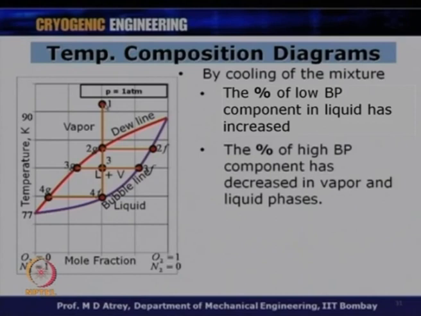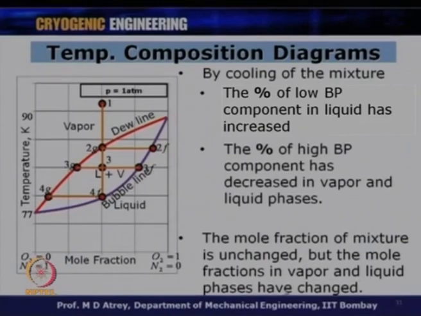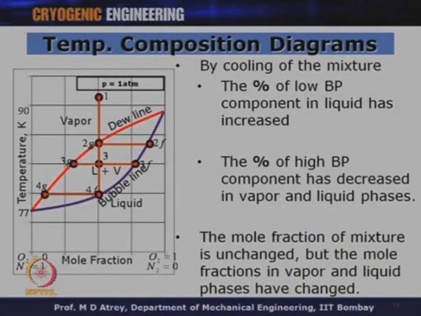So, we can say that the molar composition of mixture at all the points is going to remain the same because we are traveling vertically down, but the vapor and the liquid will have different molar compositions of respective high boiling component and low boiling component. Right. This is what I want to say at the end. The mole fractions of mixture are unchanged, but the mole fractions in vapor and liquid phases have changed, and this is what we understand from cooling of this mixture.